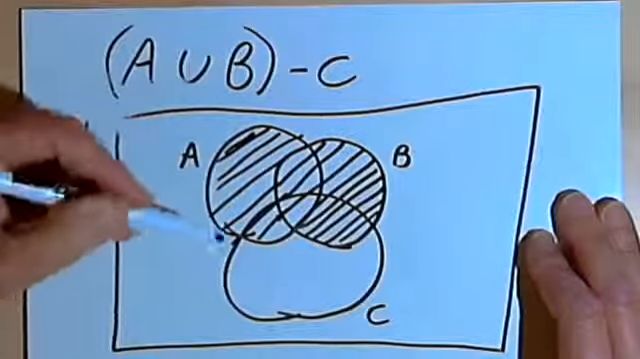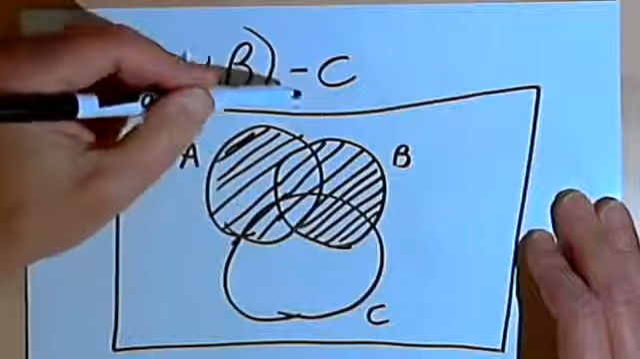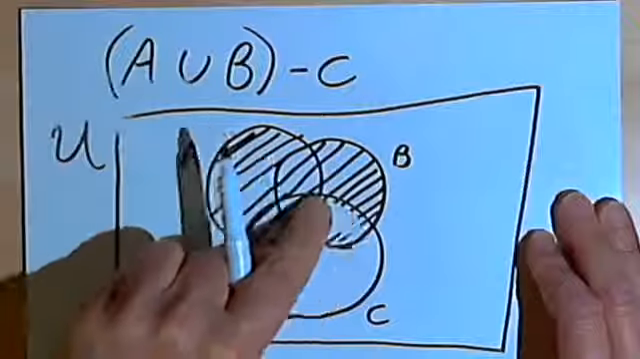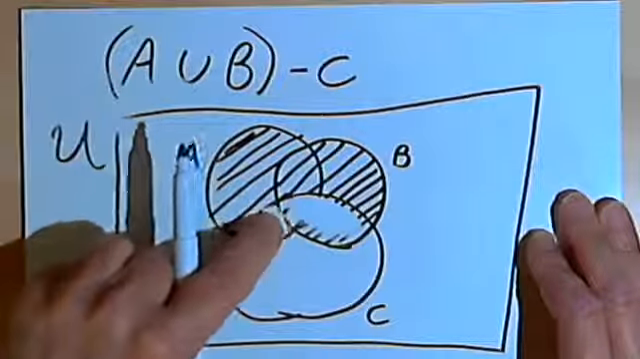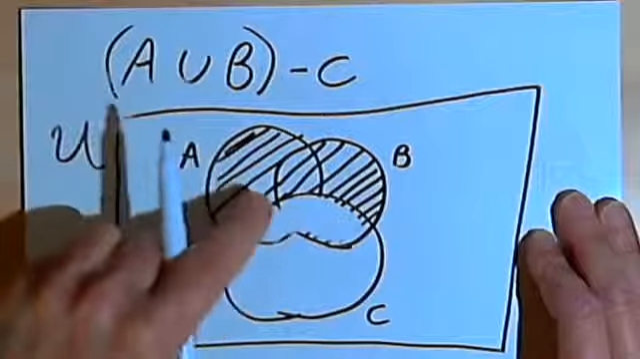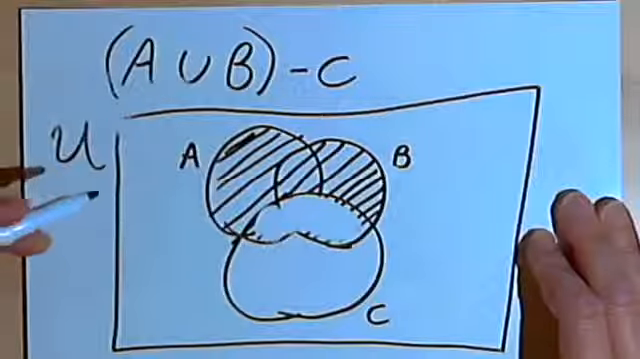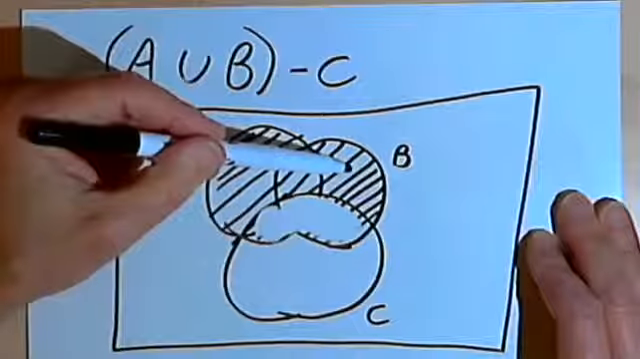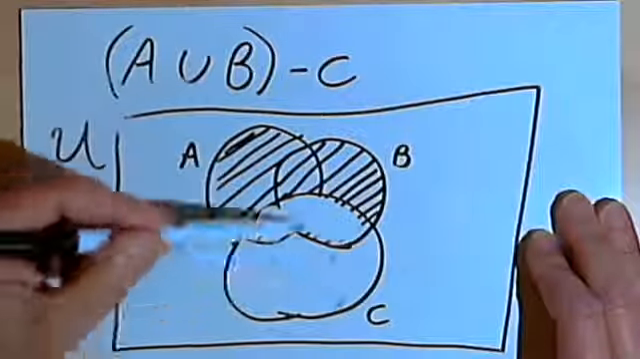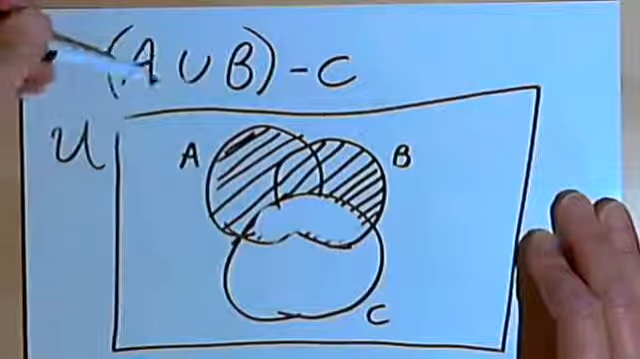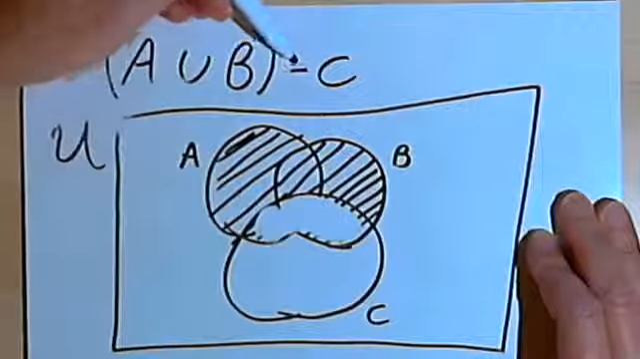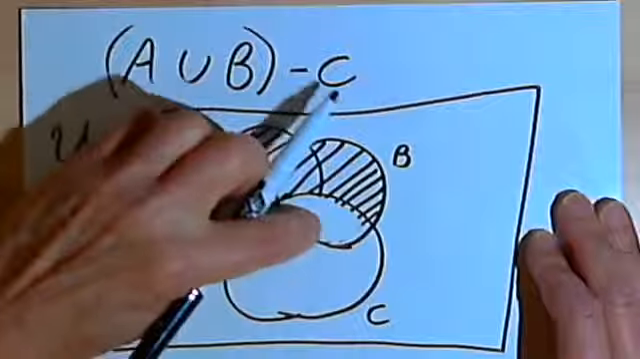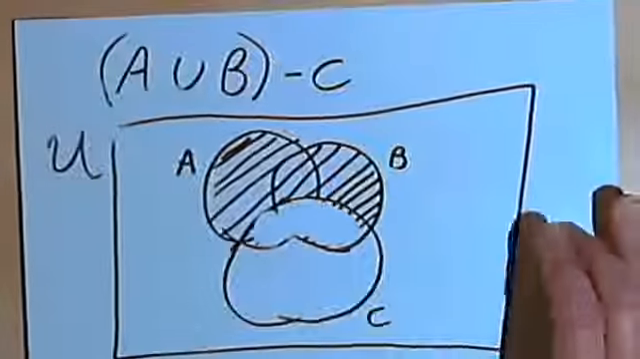And now what I want to do is take out the part that's in C. So what I'm going to do is erase or unshade all of the area that's inside circle C. And what I'm left with is basically just anything that's in A as well as anything that's in B, for both of them that are not in C. So that was the union of A and B. And then I took away anything that happened to be in C. Okay, a few more.